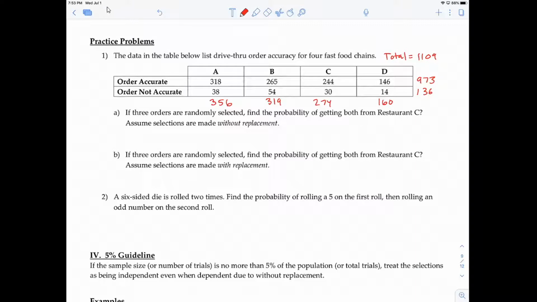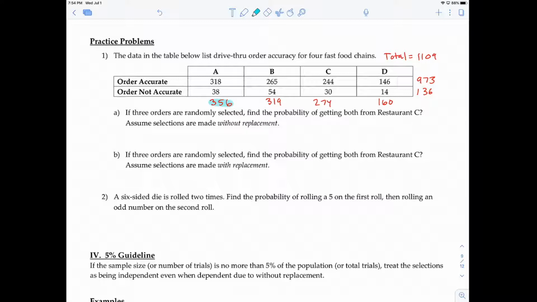So I've tallied up the columns and the rows to make things easier. If you guys remember, this is the same exact table, the two-way frequency table, that we used in the prior videos. So this is the total number of orders from restaurant A, and then this is B, this is C, this is D, and so on, right?